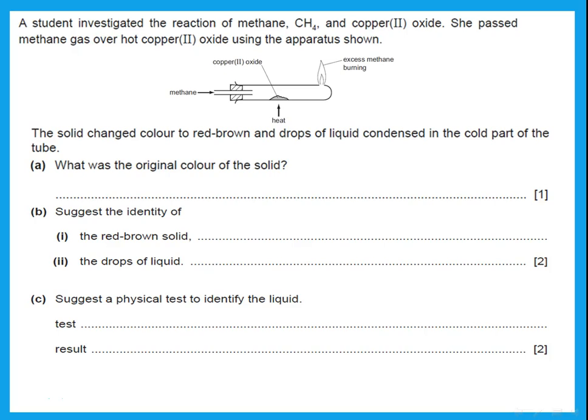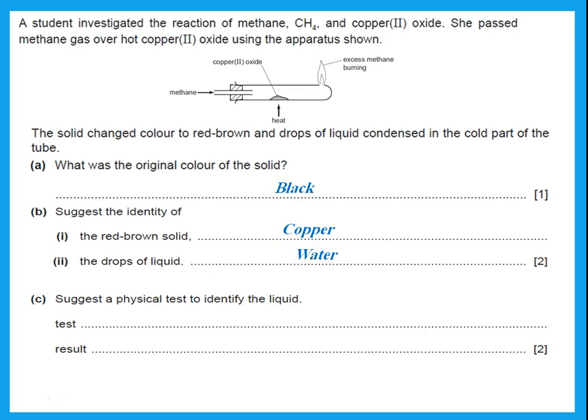What was the color of copper oxide? You should know. The color of copper oxide is black. It's a black solid. Now, he's saying that this black solid is going to change to reddish brown. What do you think the copper oxide will change to? It will change to copper, and the copper is a reddish brown solid. Now, what do you think is the liquid that is formed? What am I doing? I'm doing copper oxide plus CH4. So, what do you think the drops of liquid are? The drops of liquid are water.